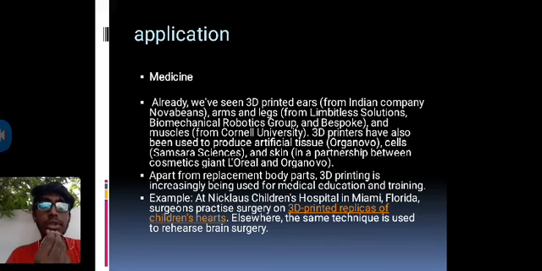Cornell University has designed ways to produce muscles, which is very interesting, isn't it? 3D printing has been used to produce artificial tissues, cells, and skins. Interesting, isn't it?